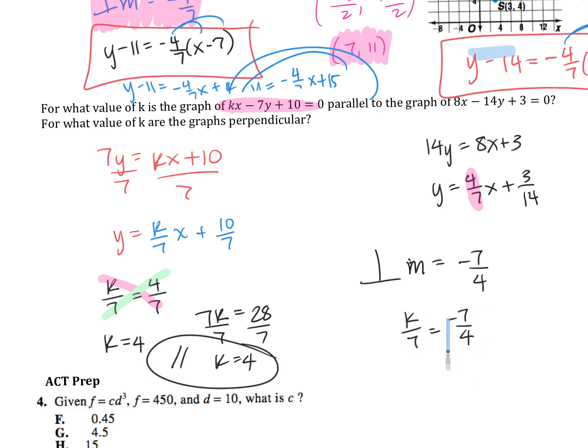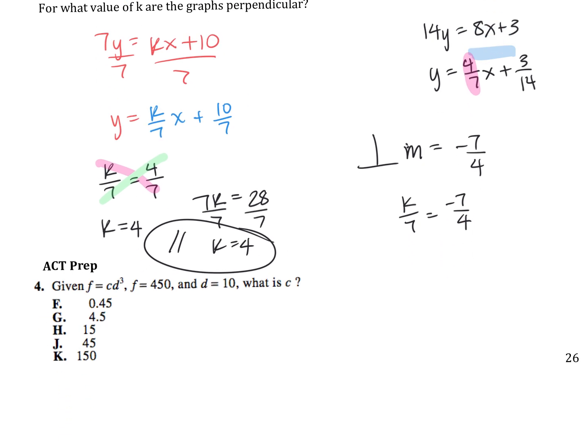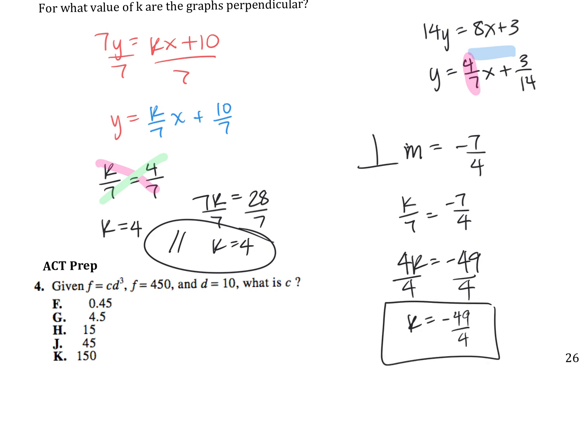So when does k/7 equal the opposite reciprocal? Let's cross multiply. What's that going to get me? 4k equals -49. Thank you. Divide by 4. I don't care what that simplifies to be. You can leave it as improper. We can just say, as long as k is -49/4, we're good.